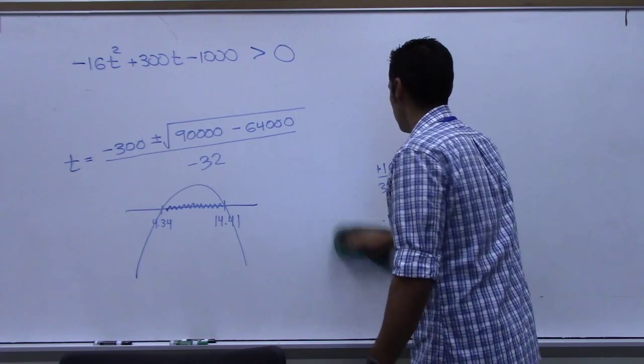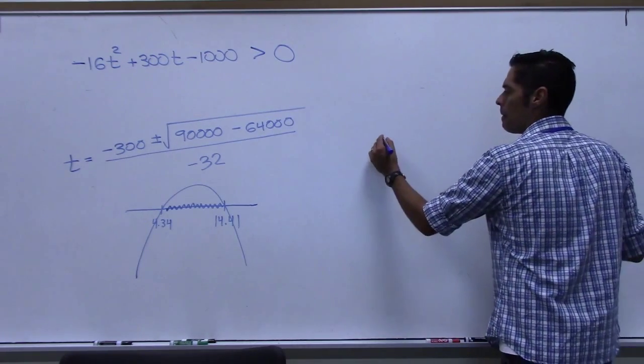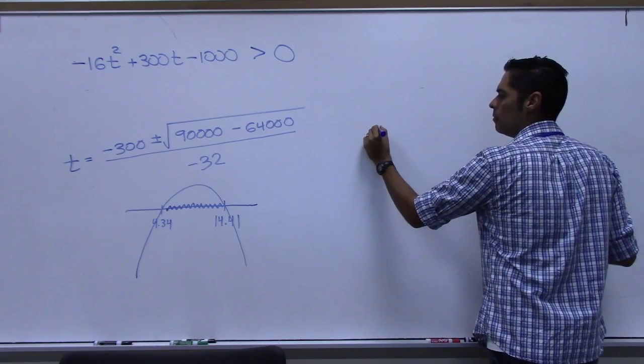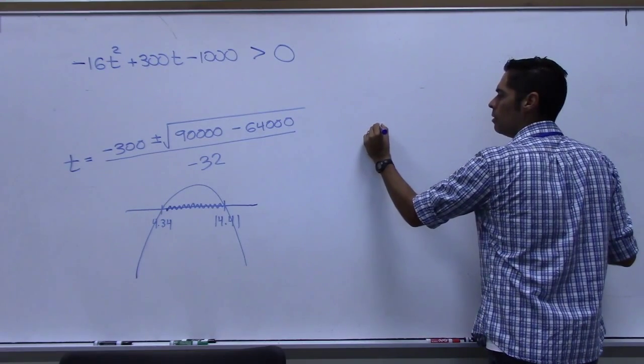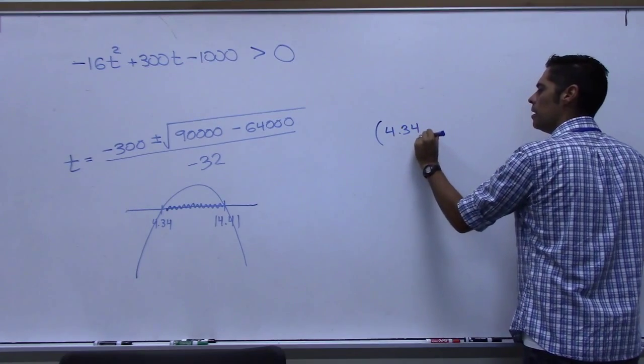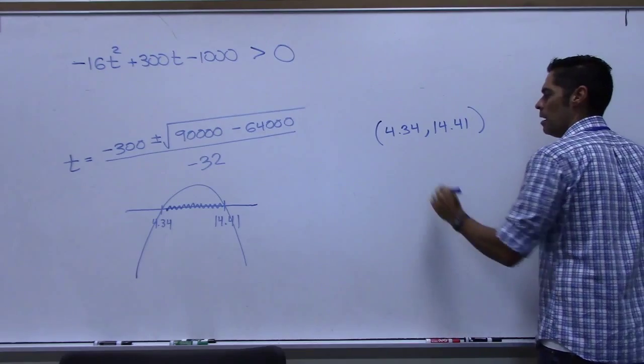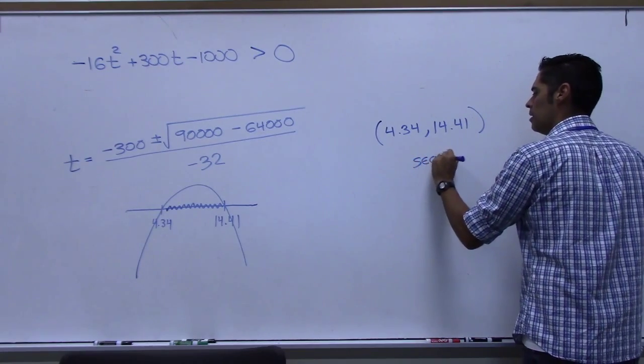So what is our answer in interval notation? Parenthesis 4.34, comma, 14.41, parenthesis. And this is seconds.